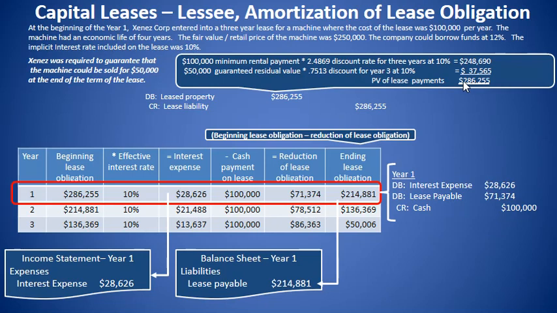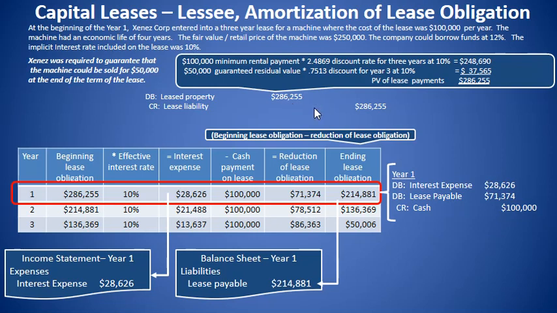That means the present value of our lease payments would be a total of $286,255. Now, when we calculate that, we treat this as the purchase of an asset, in this case for $286,255. And we also treat the credit portion as a lease liability. That's the amount of money we owe on this purchase of asset, and it's $286,255.